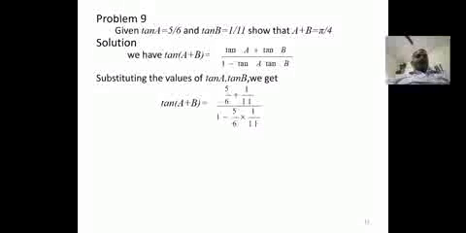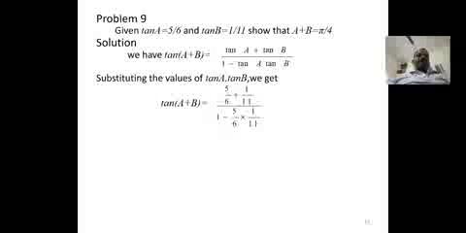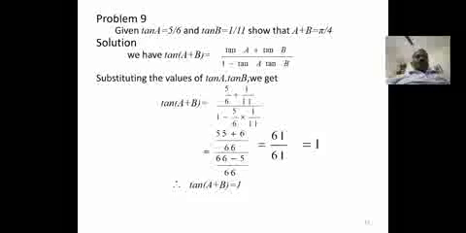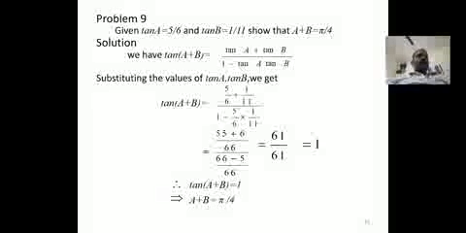Tan of (A plus B) equal to (5 by 6 plus 1 by 11) by (1 minus 5 by 6 into 1 by 11). So this is (5 by 6 plus 6 by 66) by (66 minus 5) by 66. So this is 61 by 61, that is 1. Tan of (A plus B) equal to 1, you can write 1 as tan pi by 4. So A plus B equal to tan inverse of 1, or simply pi by 4. Similarly, one more problem, a similar problem.